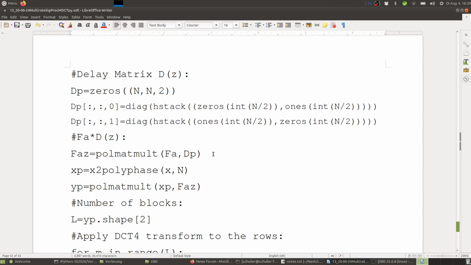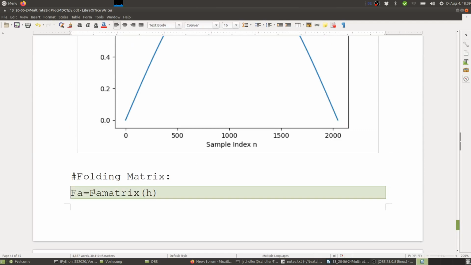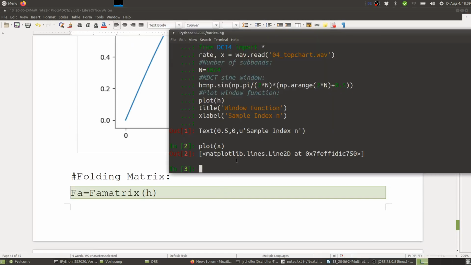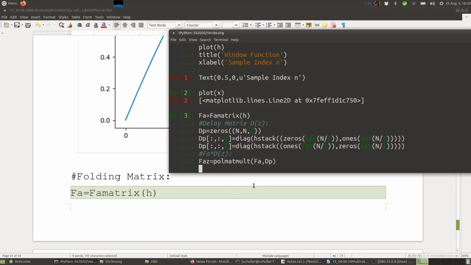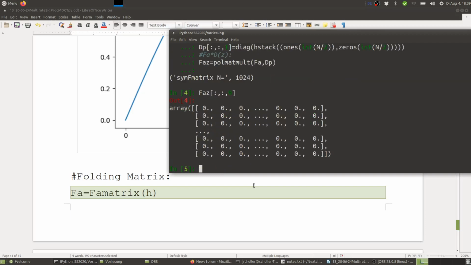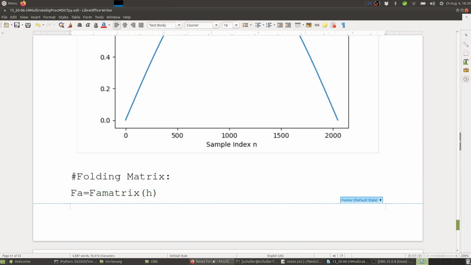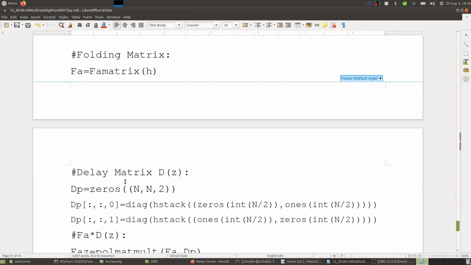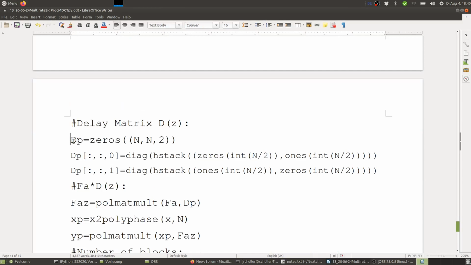And let's see. Oops. Copy, paste. So now we have our FA of z, which is a large matrix. So here are the coefficients for z to the -1, and you actually don't see the entries because they are where you have the dots, right? So then we construct the delay matrix.